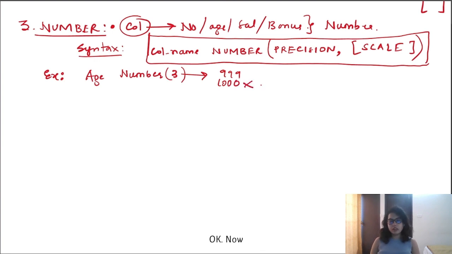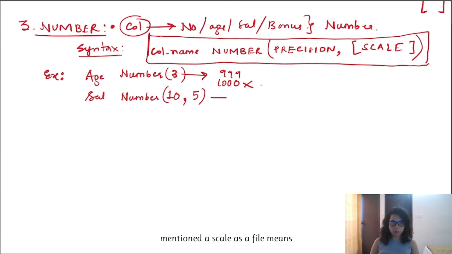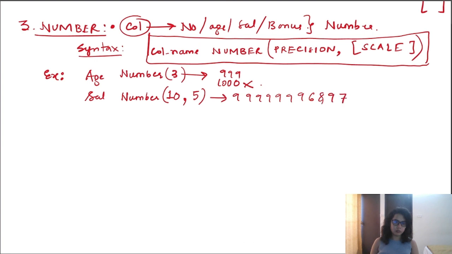Now I can mention my salary as a number with, suppose, 10, where I mention a scale as 5. Means you'll have 10 digits. But the scale means after 5 digits it will take it as a decimal, like here 1 2 3 4 5, and here it will give you a decimal point. The scale is nothing but it will tell you from which point your decimal starts. In this case it starts from 5.